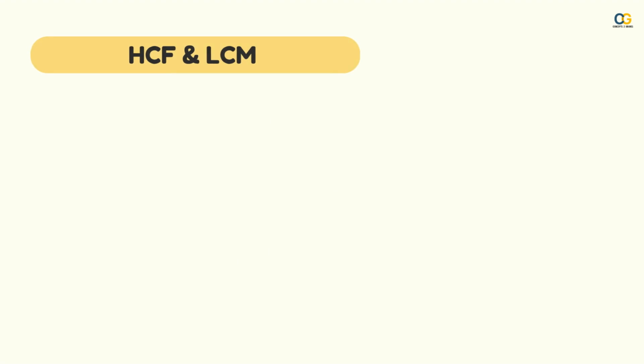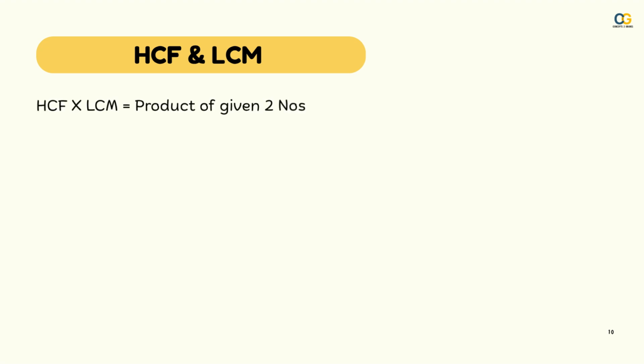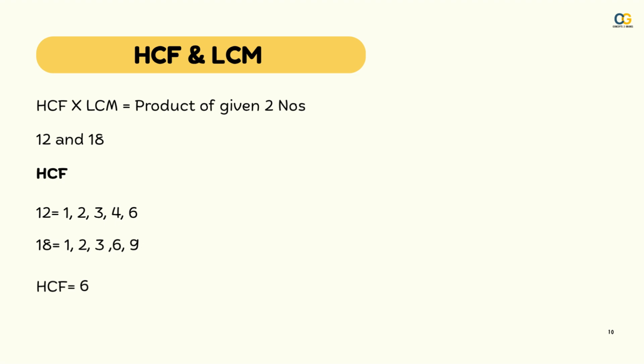Let us see the relation between LCM and HCF. Well, the product of LCM and HCF is equal to the product of the two given numbers. Let us see this with an example. 12 and 18. So the HCF of 12 and 18, if I write all the factors of 12, which is 1, 2, 3, 4, 6, and all the factors of 18, which is 1, 2, 3, 6, and 9, the common highest factor is 6.